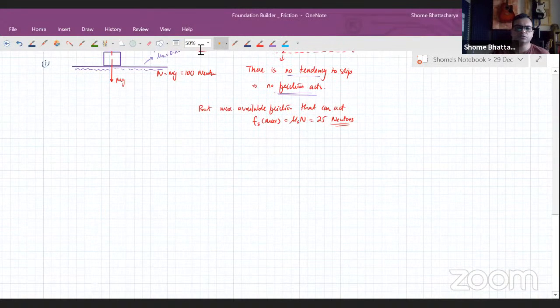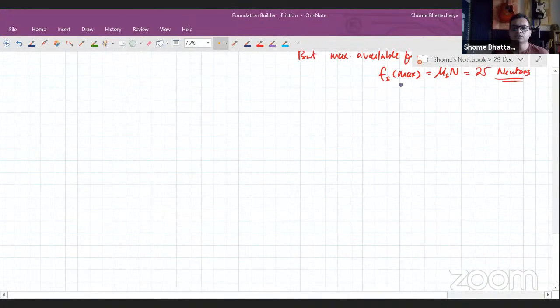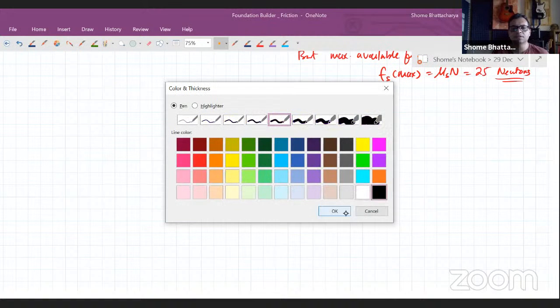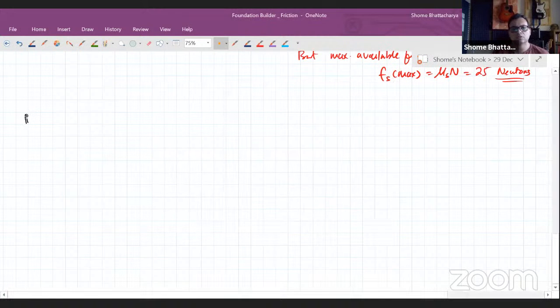Okay, now let's take this further to the second part, when we are applying that force on it. That is where knowing this limiting value will be handy from before, because now we know what to expect when we apply some external force.